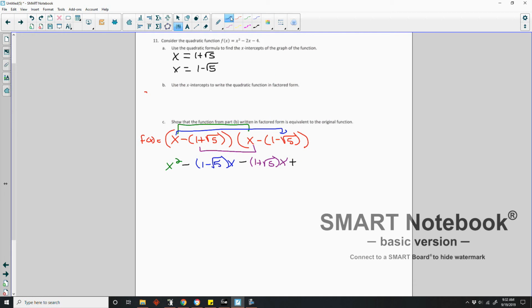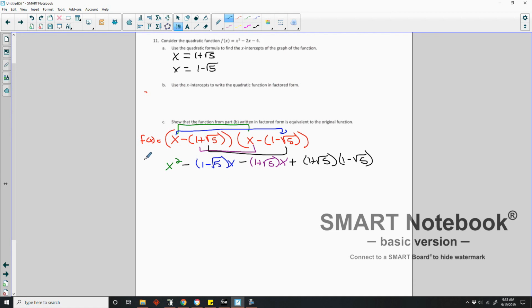Okay, plus, and then last, let's see, I'll just use black this time. The last is these two. So it's a negative times a negative, so it's positive. And it's 1 plus the square root of 5 times 1 minus the square root of 5. Okay, now I just need to clean this up.